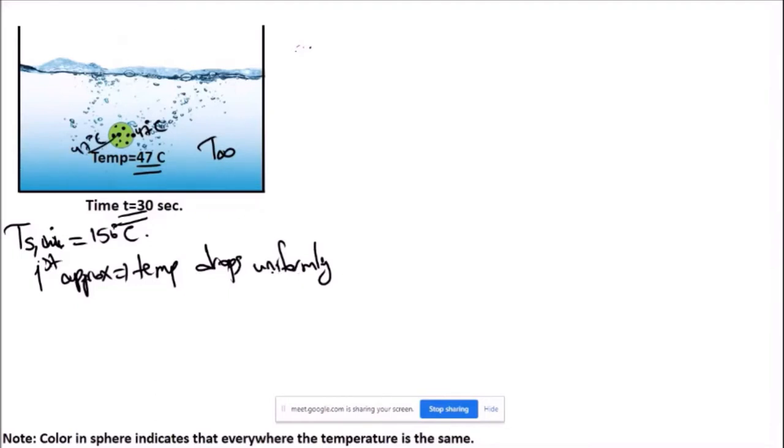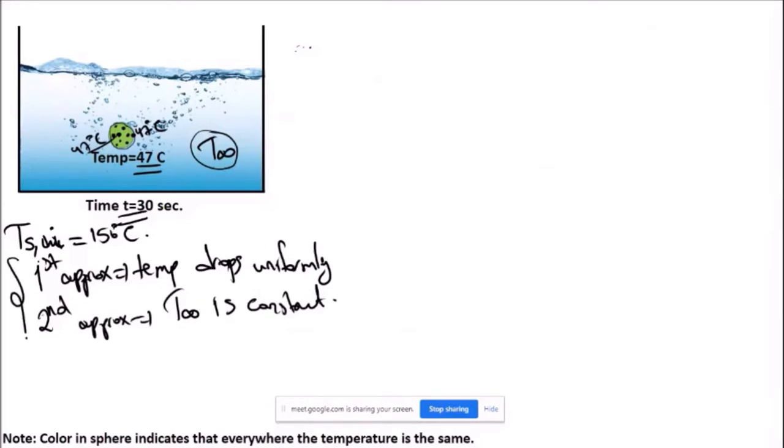Why is it uniform? It is a very valid assumption, approximation. Why is it uniform? Because the body itself is very small. As it is very small, it is a lump, a piece of material, and therefore the temperature changes at each location at the same time, simultaneously. Okay, therefore, this is the first approximation. The second approximation is that the body is small, as we have said, so T infinity is not affected by the temperature change of the body. Therefore, T infinity is constant. Okay, these are two major assumptions in this problem.